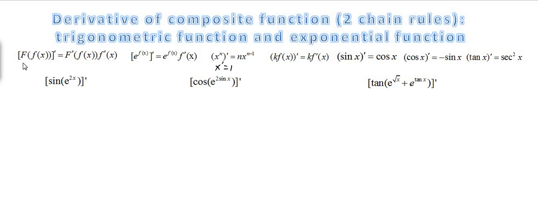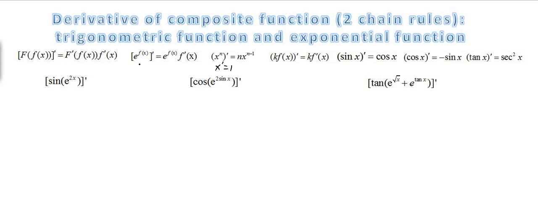The first formula is a typical chain rule, and here the capital F can be any trig function. For example, if capital F is a sine function, then the derivative of F should be the cosine function. If capital F is a cosine function, then the derivative of capital F is going to be negative sine. If capital F is the tangent function, then the derivative of capital F is going to be secant squared.